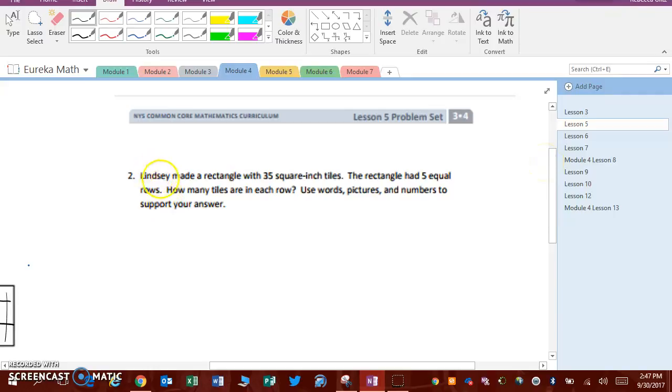Problem number 2 says Lindsay made a rectangle with 35 square inch tiles. The rectangle had 5 equal rows. How many tiles are in each row? Use words, pictures, and numbers to support your answer. If you guys want to use some square inch tiles, I have bags of them in the back room in the colored tower that has different drawers in it near the computer cart. You can grab a bag and count out 35 of them and move them into the description that they've given.